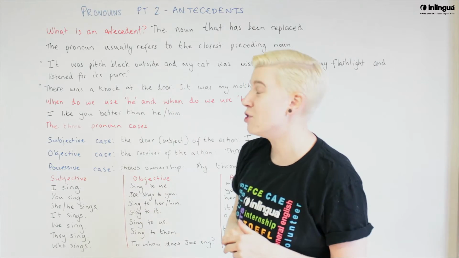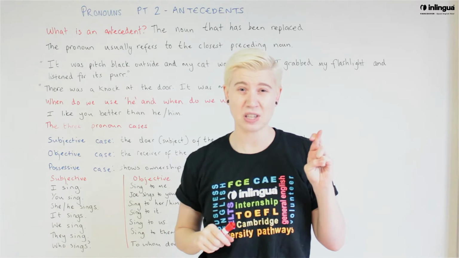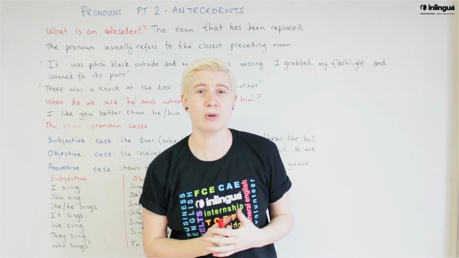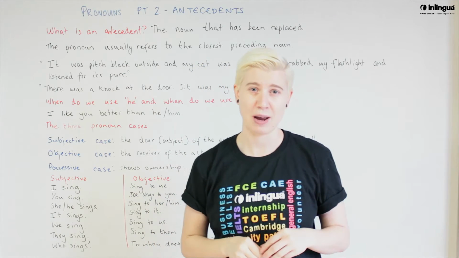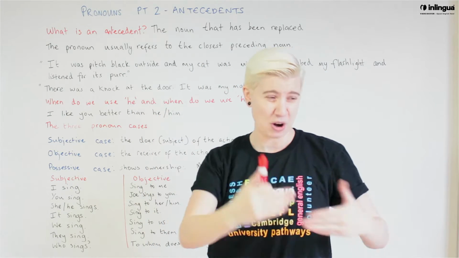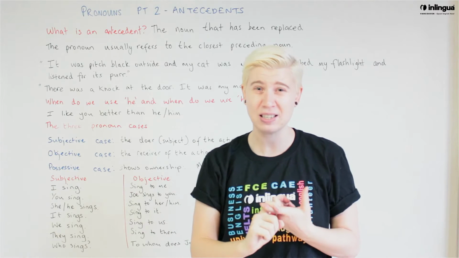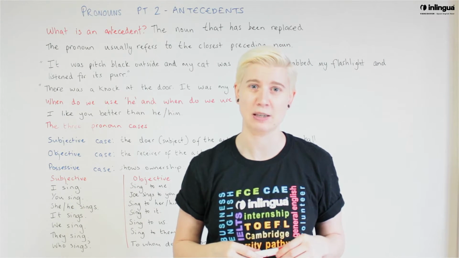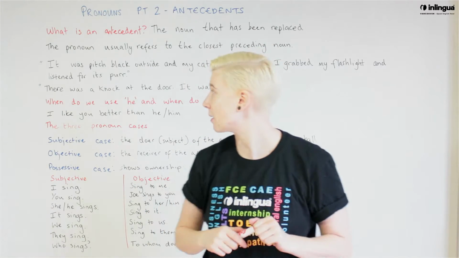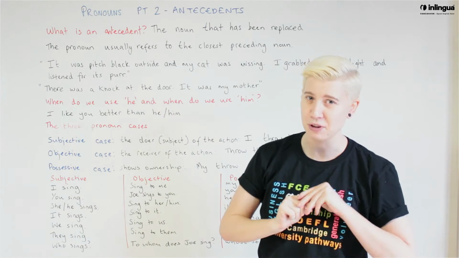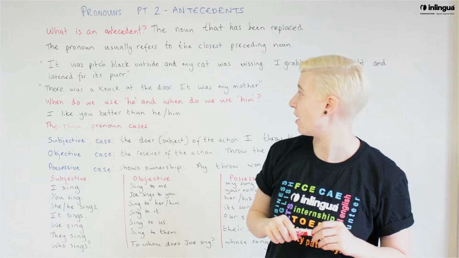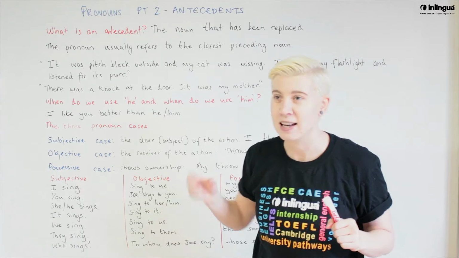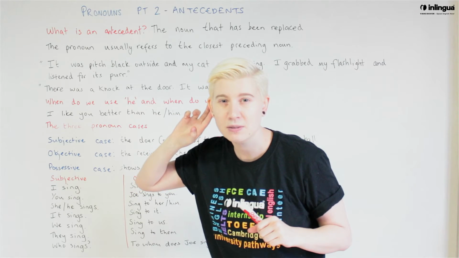So it usually refers to the closest preceding noun. And that's where people tend to go wrong using pronouns. They forget which pronoun connects to which antecedent and create sentences that can be really confusing to read. So let's have a look. I have a sentence up here for you. It was pitch black outside and my cat was missing. I grabbed my flashlight and listened for its purr.